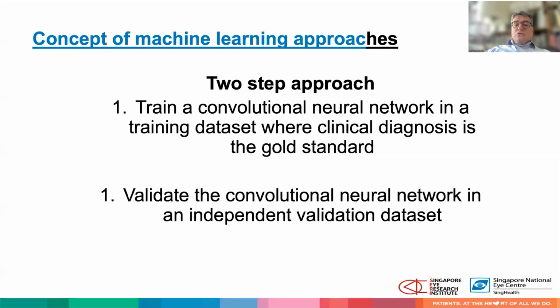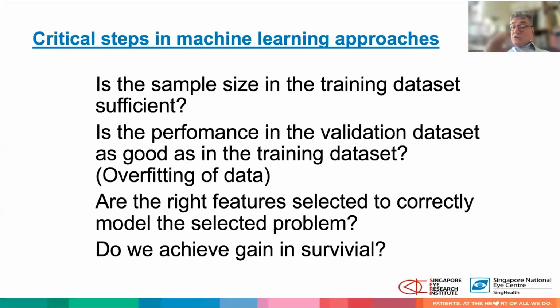We train a convolutional neural network in a training data set where the clinical diagnosis is the gold standard. So basically, we have a data set where we know clinically this person has glaucoma, this person has no glaucoma, and then we have images and train based on the images to do a better estimation whether this is glaucoma or not. And once we have done this, we validate the convolutional neural network in an independent validation data set. And in this independent validation data set, the clinical diagnosis is also known.